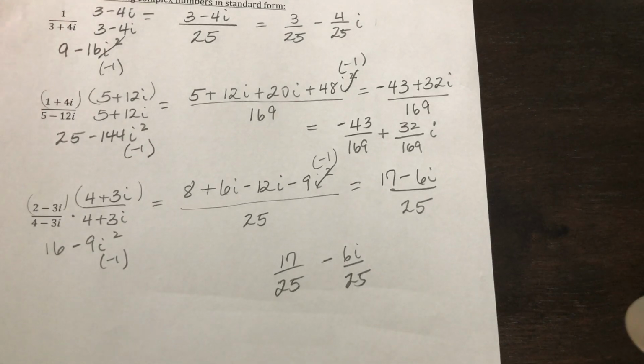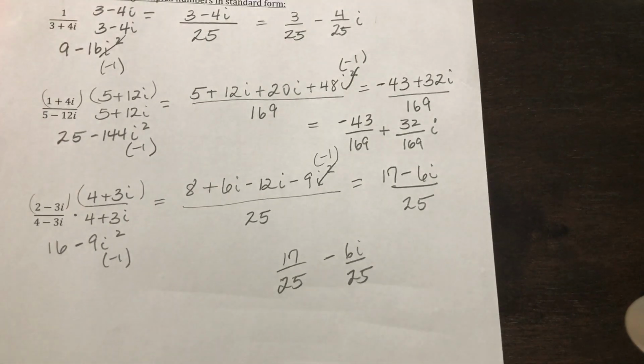And that is how we deal with conjugates and imaginary numbers in a nutshell. So make sure you remember, when you take a square root of a negative number, you have to factor out an i.